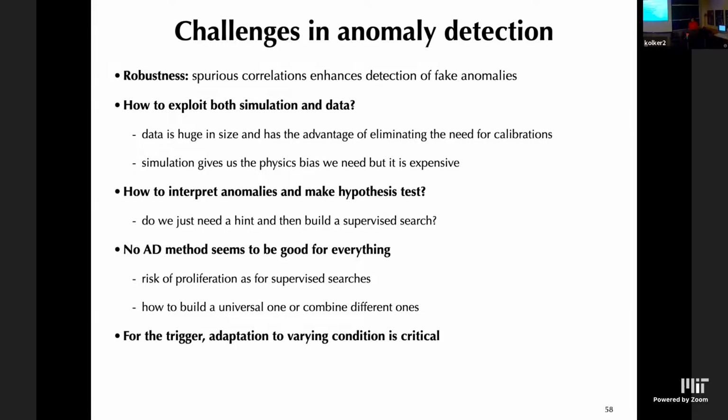And then for the trigger, adaptation to varying conditions is particularly critical, especially for anomaly detection, which is trained on data, but also for other types, because you train on a bulk of the distribution, but things change, like the proton beam, and the detector changes even very quickly. So we started thinking about continual learning ways to have a system that adapts itself.